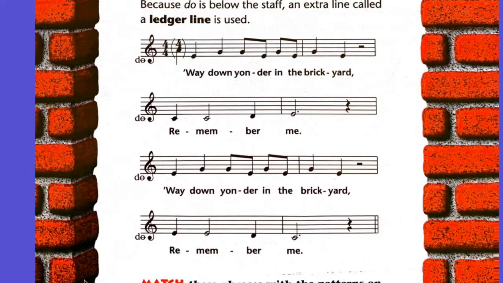So here we see the music for those phrases written out on the staff. Now, if we remember, we have our notes mi, so, mi, so, mi, so, mi, and we have do, re, mi, and mi, re, do.